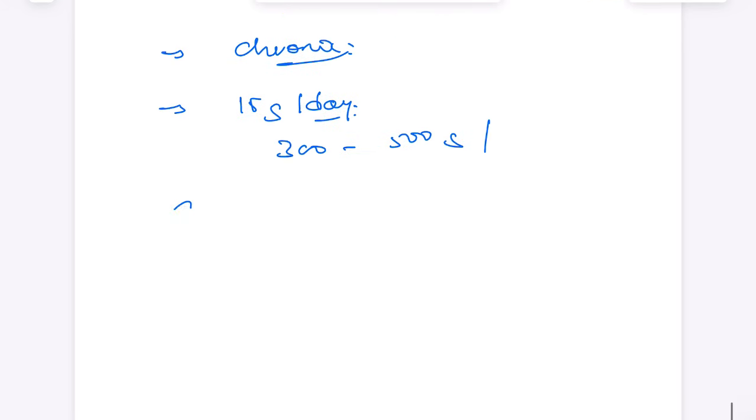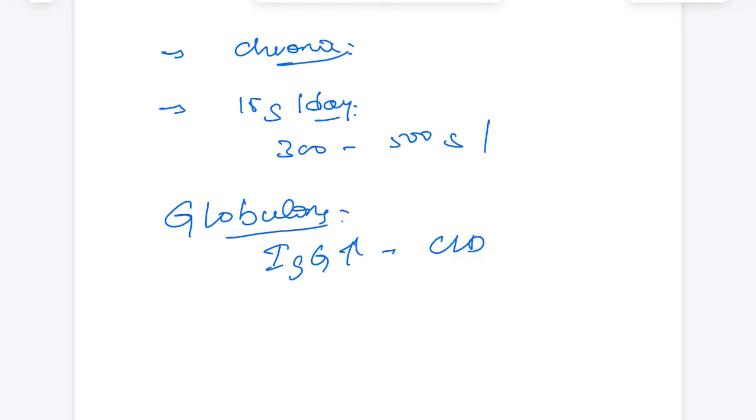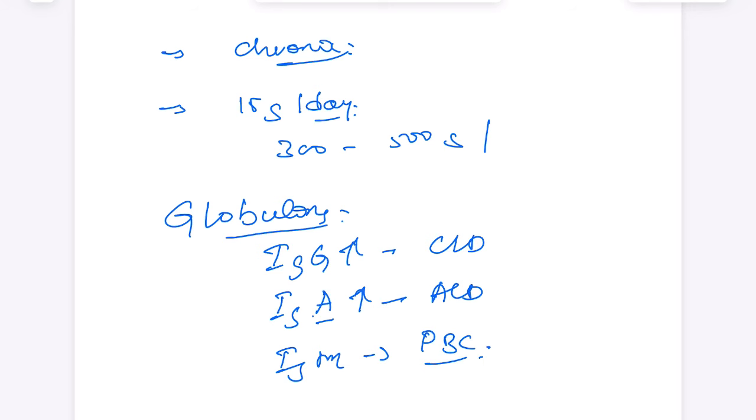And other proteins include your globulins. Globulins are not produced by the liver, but their half-life depends upon liver functionality. Globulins are produced by plasma cells, and the relevance of globulins in LFT is when you get a raised IgG in chronic liver disease, and raised IgA in alcoholic liver disease, and IgM, I already told, is seen in primary biliary cholangitis, PBC.